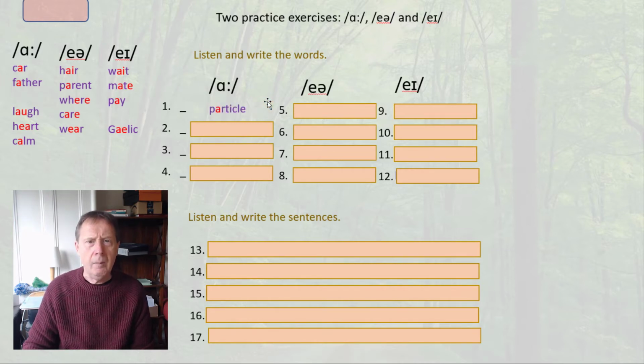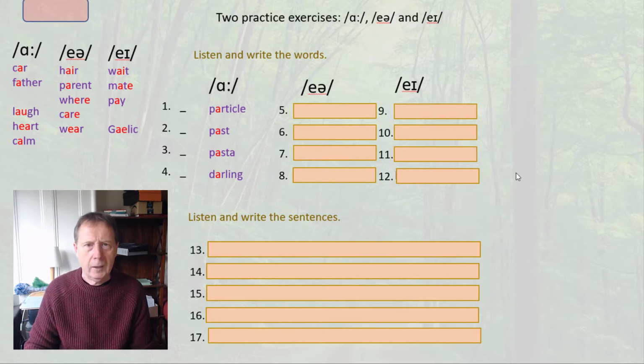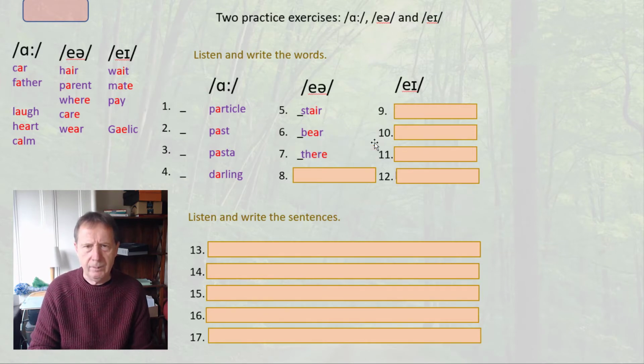Number 1, particle, particle. Number 2, past, past. Number 3, pasta, pasta. Number 4, darling, darling. Number 5, stare, stare. Number 6, bear, bear. Number 7, there, there. Number 8, stair, stair.